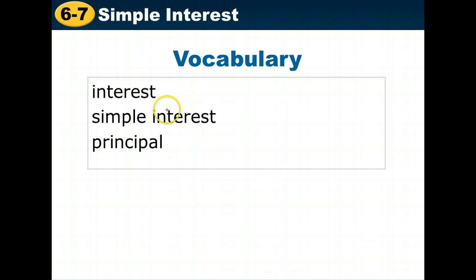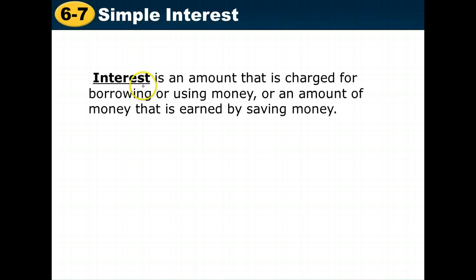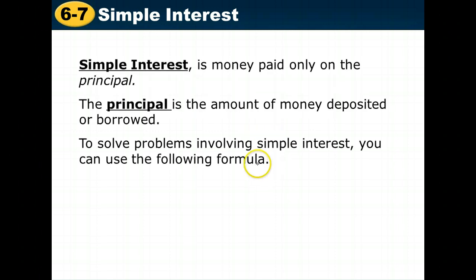So our vocabulary for today: we have interest, simple interest, and principal. Interest is the amount that is charged for borrowing or using money, or an amount of money that is earned by saving money. And then we have two types of interest: compound interest and simple interest. Simple interest is what we will focus on today. Compound interest, you will learn more about in 8th grade.